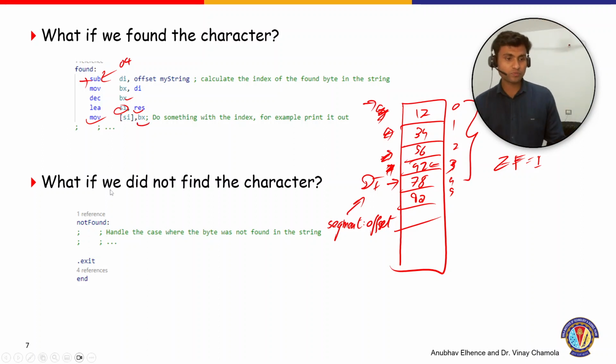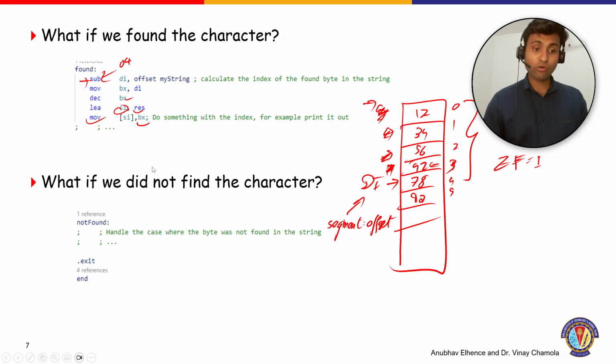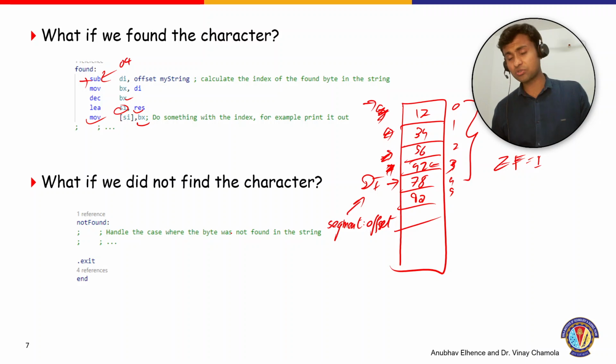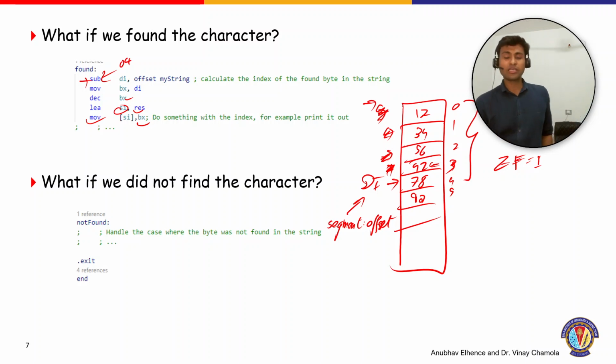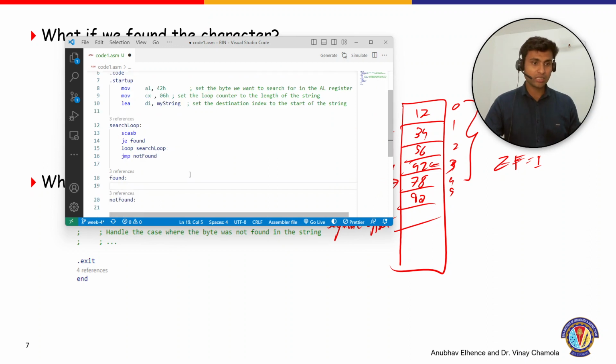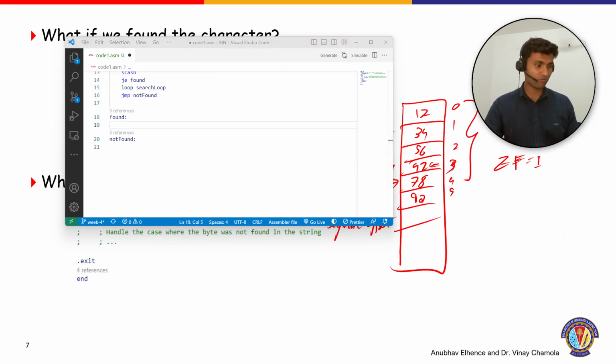Okay, and what if we did not find the character? So handle the case where the byte was not found in the string. So this is up to your imagination, not imagination as such, but up to the requirement of your problem statement, that if you did not find, then based on that do you have to make any separate decision or not. So this is a typical flow. Let me complete this found and not found.